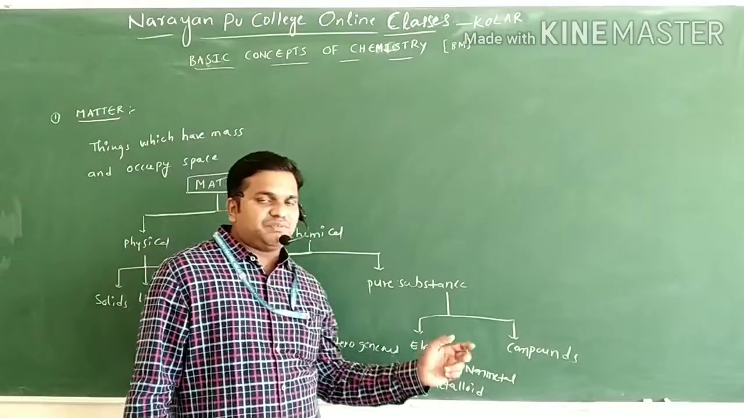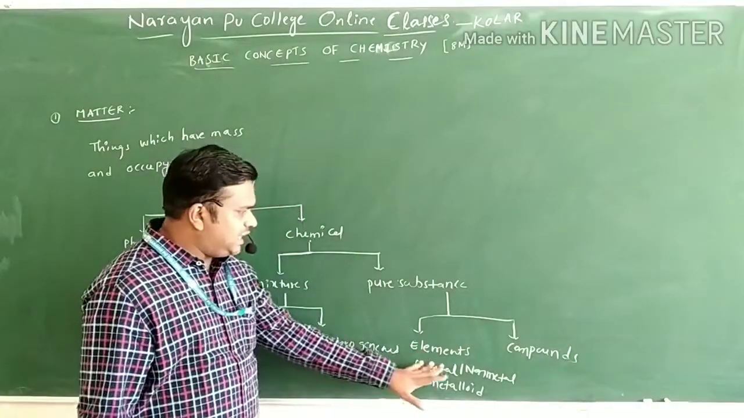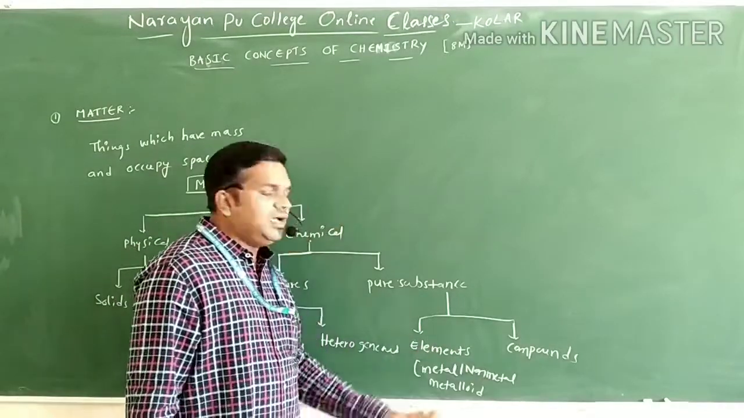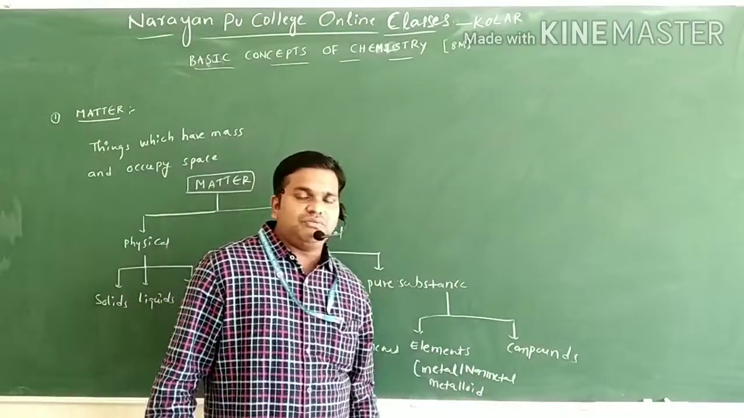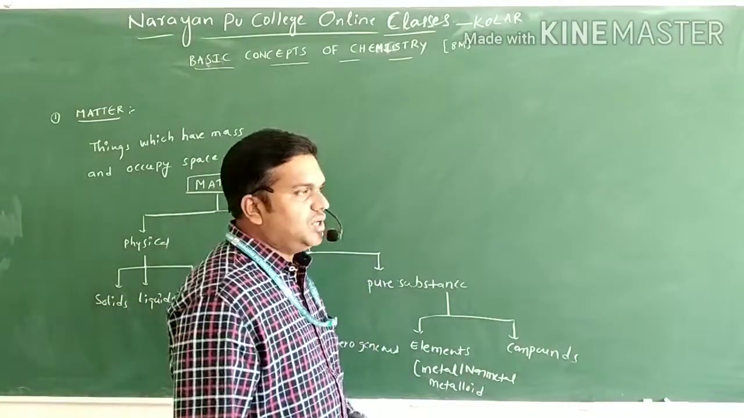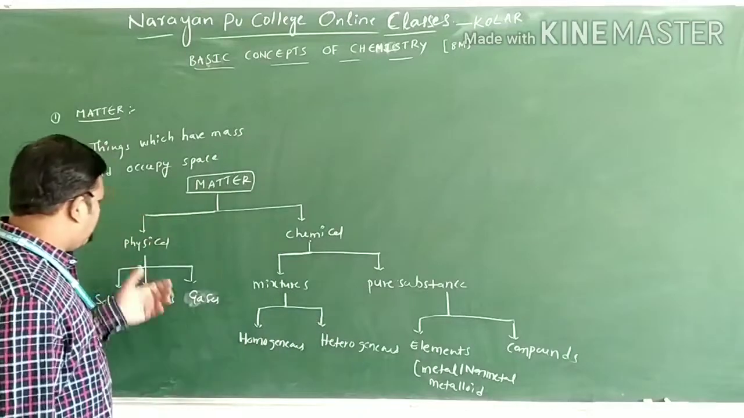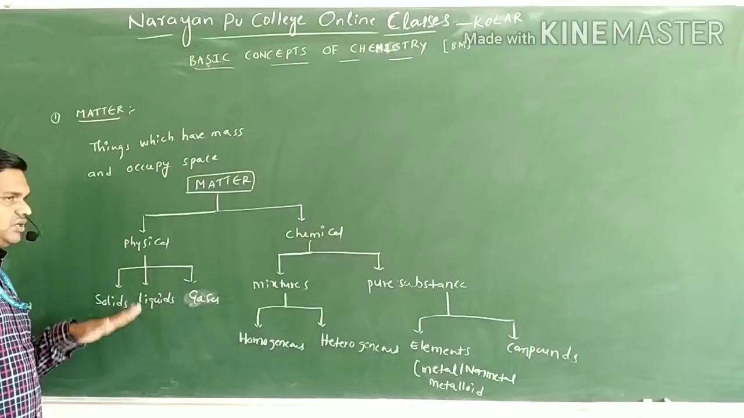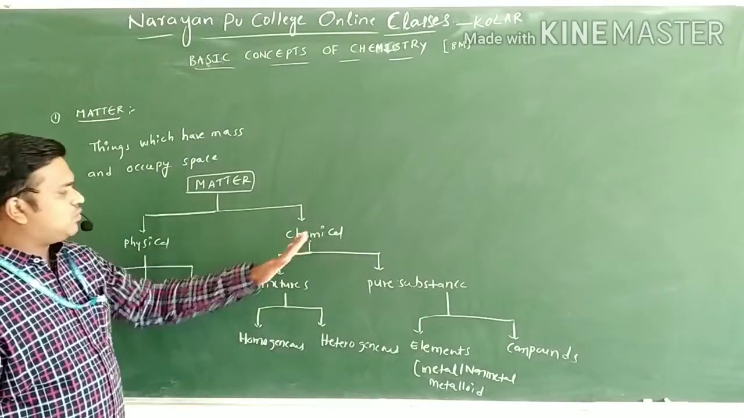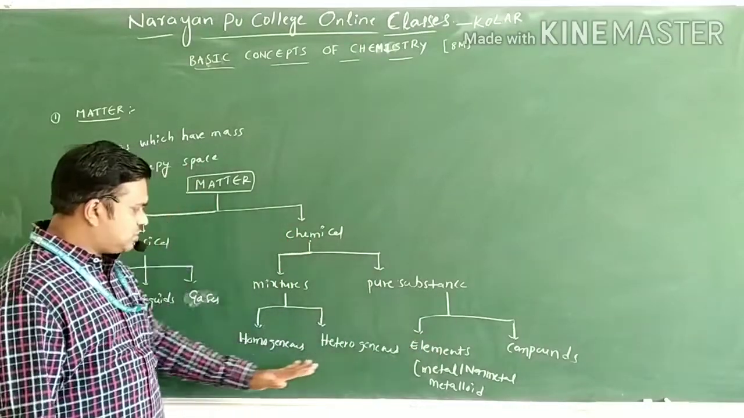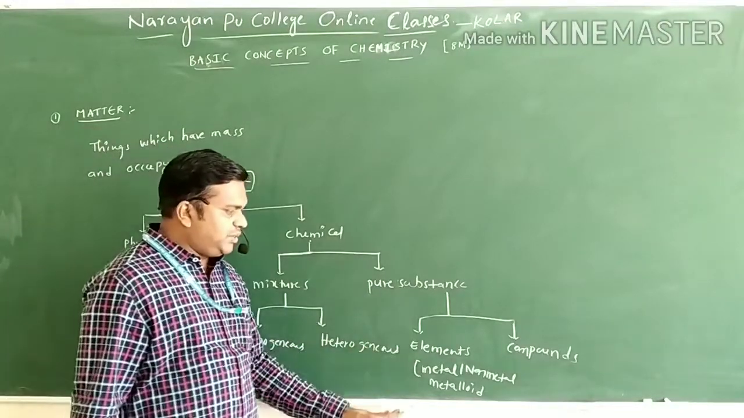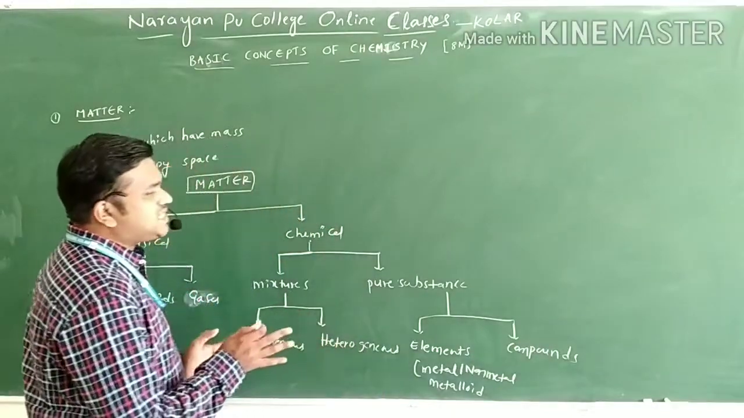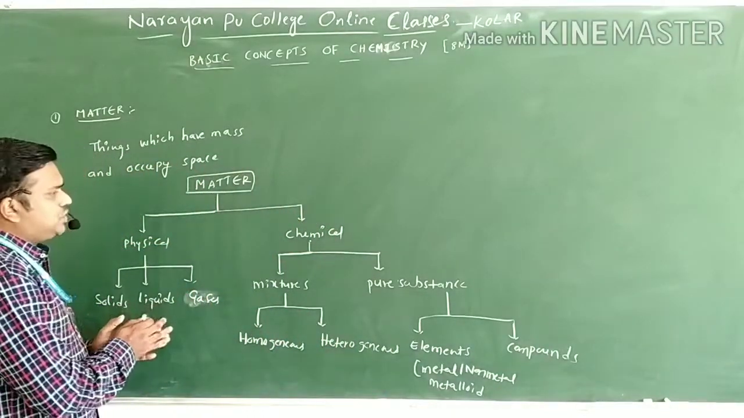Pure substance is again classified into two different categories: elements and compounds. Elements include metals, non-metals and metalloids, and the last one is compounds. So here we have discussed the physical states in which matter can exist, and in chemical terms, mixtures and pure substances. Homogeneous, heterogeneous, elements comprising metals, non-metals, metalloids, and compounds. We have to know each and every definition related to this classification.